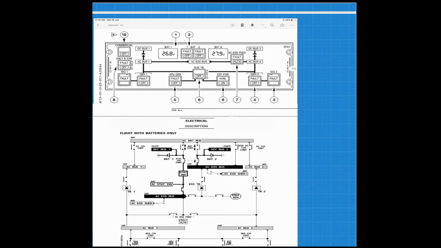Okay, so these are the two battery switches over here. This is the battery 1 switch, battery 2 switch. This is the generator 1 switch and generator 2 switch. This is the IDG1 and IDG2, and this is the generator 1 and generator 2.